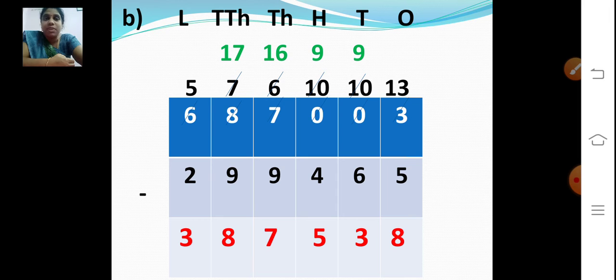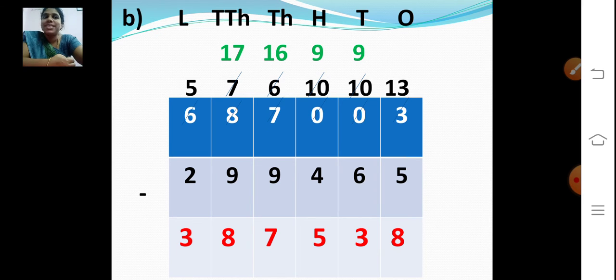So my hundreds place will become 10. After that, I'm giving 1 more to the tens place. So my tens place will become 10 now. And from that only, I'm giving to the ones place, right? My ones place, what number am I having? 9. 9 minus 6 is 3. And hundreds place, 9 minus 4, 5.